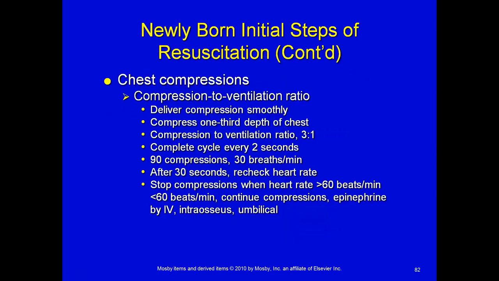After 30 seconds, recheck the heart rate. Stop compressions when the heart rate's greater than 60. If it's less than 60, continue to do the CPR. And then as paramedics, we start thinking about things to get the heart rate up once we've corrected the hypoxia and the hypercarbia by reestablishing adequate oxygenation and ventilation.